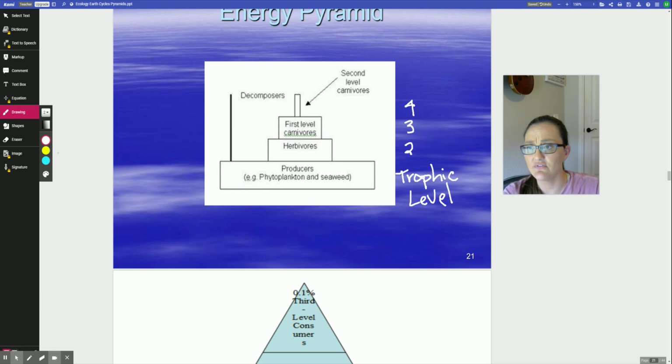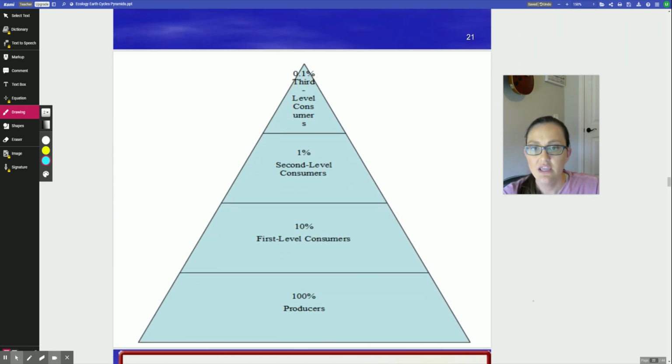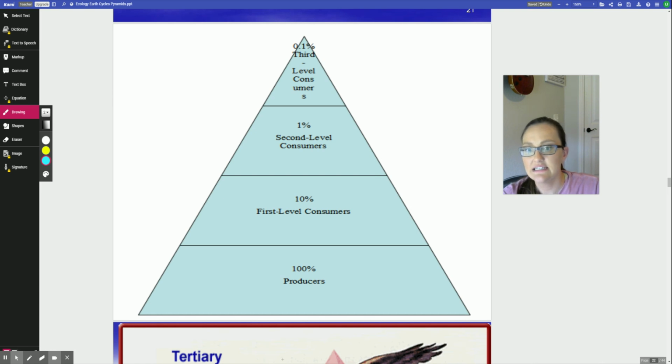And decomposers are over here like, I do whatever I want because I just need you guys to die. So decomposers, they're here, they're their own separate entity, ignore them. If you have questions about decomposers, email me, we can deal with it then. Okay, here we go. Here it is.